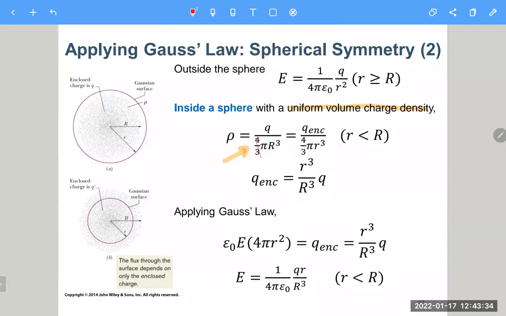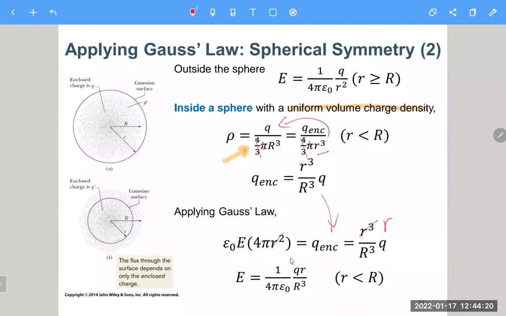So actually 4 over 3 and 4 over 3 can cancel. Pi and pi can be cancelled. So we get Q enclosed to be r cubed. We move this over. So we have r cubed over capital R cubed times Q to be Q enclosed. And then applying Gauss law for this Gaussian surface, on the left side, we also get epsilon naught E 4 pi r squared. And on the right side, Q enclosed, which is nothing but this term. Let's put it here. So part of the r can be cancelled. r squared and r cubed becomes r.